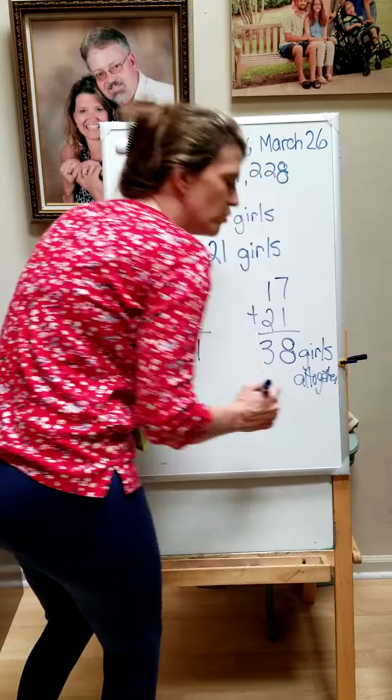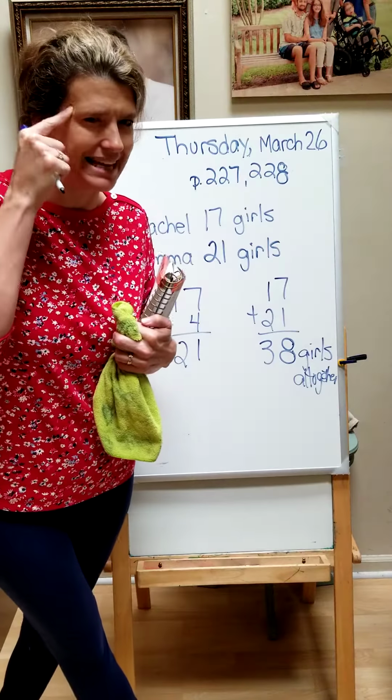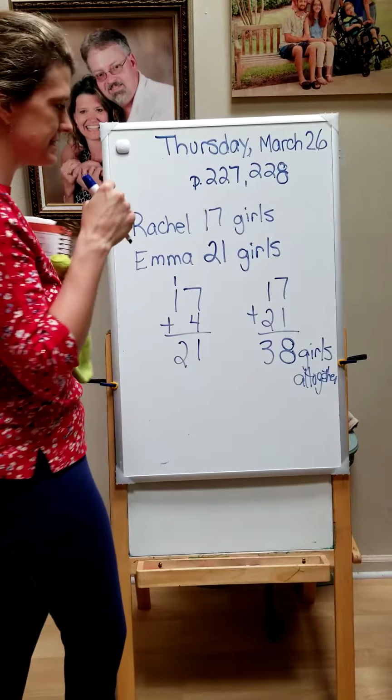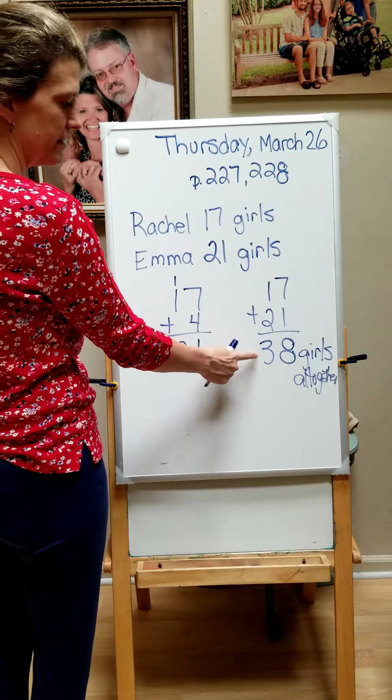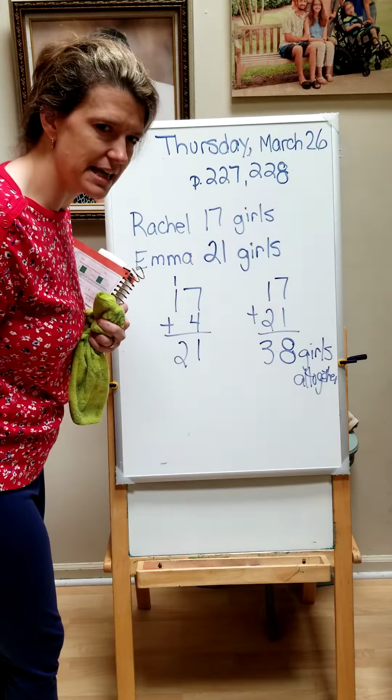And often when you do a word problem, think to yourself if it makes sense. Does it make sense if Rachel's class has 17 girls and Emma's has 21, that there'd be 38 girls all together? Yes, that makes sense.